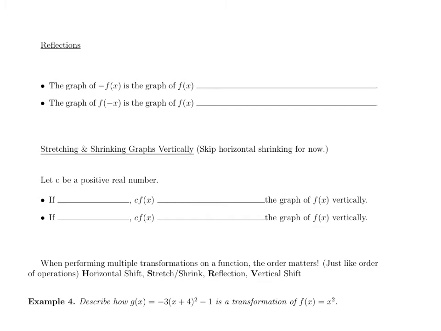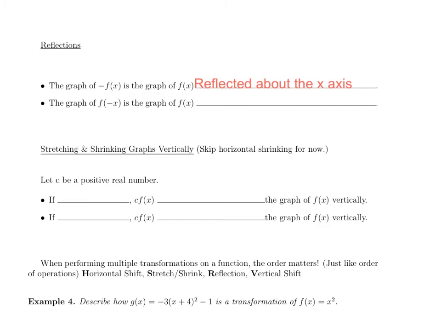So the graph of negative f of x is the graph of f of x reflected about the x-axis. And if you think about y, all we're doing is changing the sign on all the y values. So if my y values, say, were positive, and then I change the signs, they're going to become negative. So if they were above the x-axis, then they go below, right? If they were negative, they become positive. So if they were below, they're going to go above. And we'll take a look at an example in a second.